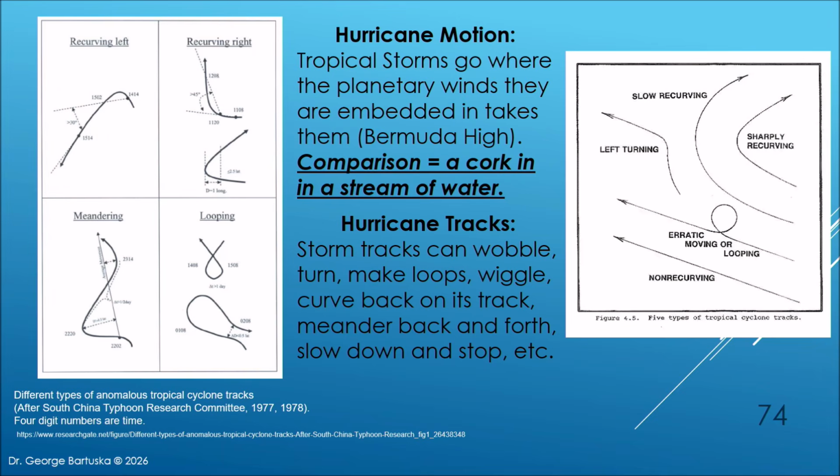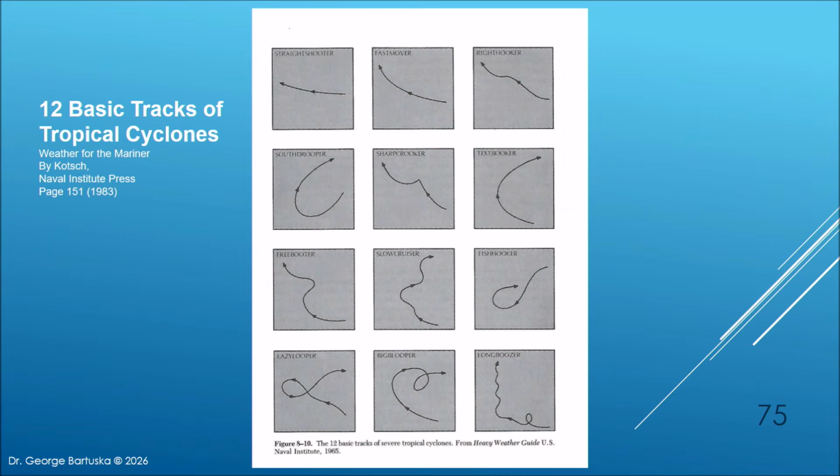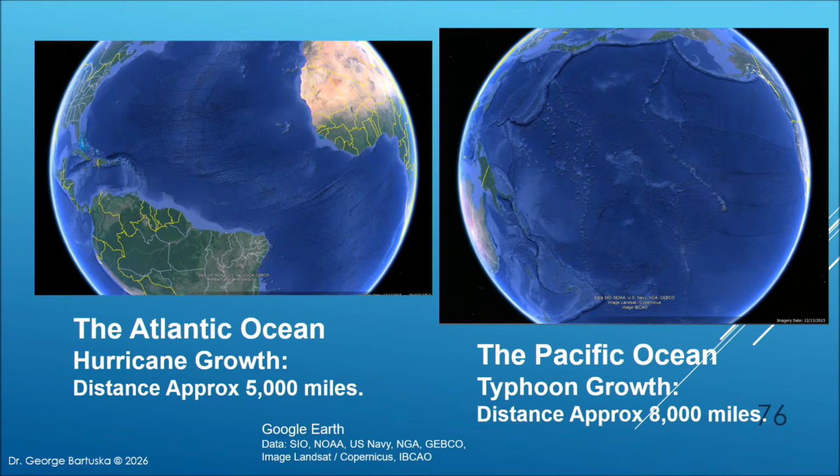Hurricane tracks. Storm tracks can wobble, turn, make loops, wiggle, curve back on their track, meander back and forth, slow down, and stop. And we've had hurricanes stop in Florida. Here are some examples of tropical cyclones in the Pacific. They do all kinds of things.